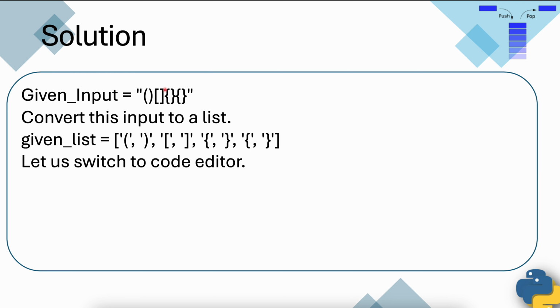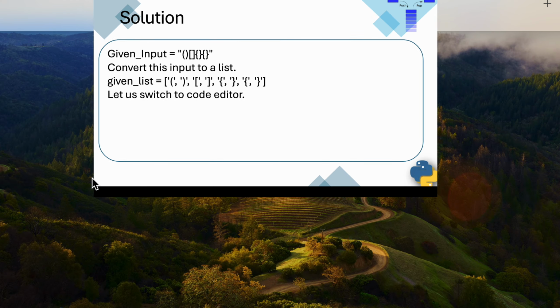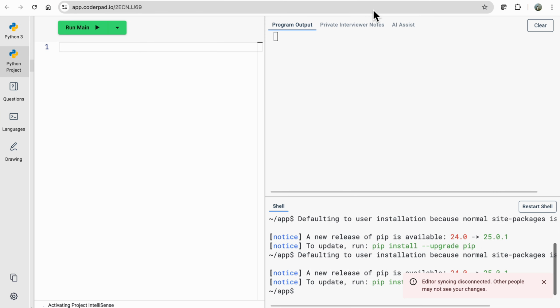Solution. Given an input of all the brackets, convert this input to a list. Let us switch to the code editor. Now let's log into the code editor. Let's try to write the code, and I'll try to minimize the stack code we saw yesterday. I will try to write a very simple code.